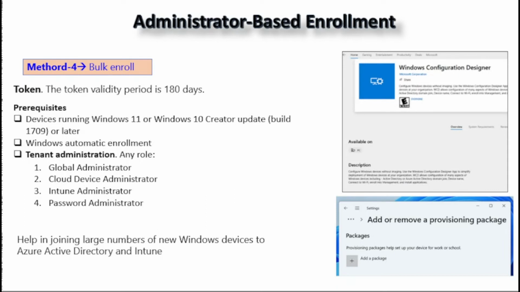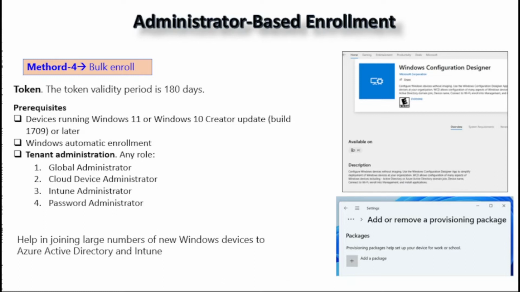Let's talk about device enrollment via the bulk enrollment method. The bulk enrollment process allows an authorized user to join a large number of newly purchased corporate owned devices to Azure Active Directory and Intune. We need to create a provisioning package with the help of the Windows Configuration Designer application, and then we need to use that package to enroll the devices either using USB media during the initial out-of-box experience window or from an existing Windows PC. We can install the provisioning package to automatically enroll the device in Intune during initial setup or for existing systems.